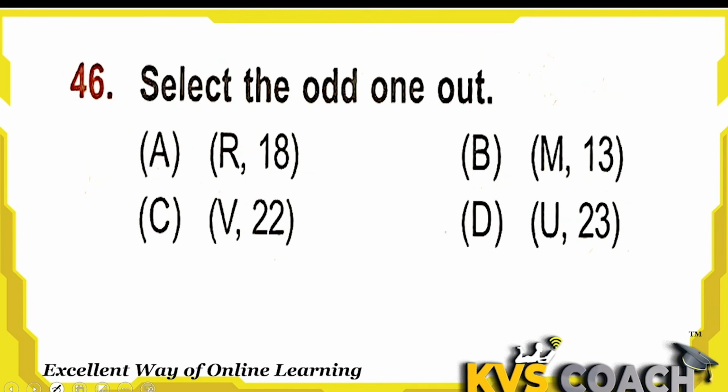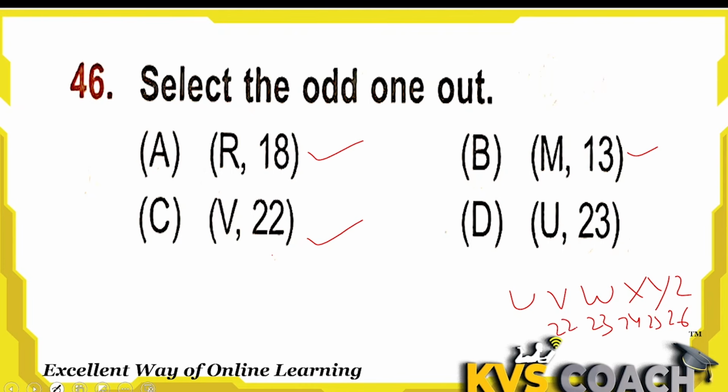And the next question is select the odd one out. R 18, M 13, V 22, and U 23. R is the 18th alphabet, right? M is the 13th alphabet, this is also right. V is the 22nd alphabet, this is again right. But U is not the 23rd alphabet. Let me tell you, U, V, W, X, Y, Z: this is 26, 25, 24, 23, 22, and 21. So U is the 21st alphabet, not 23. So this is wrong here. The odd one out is D.